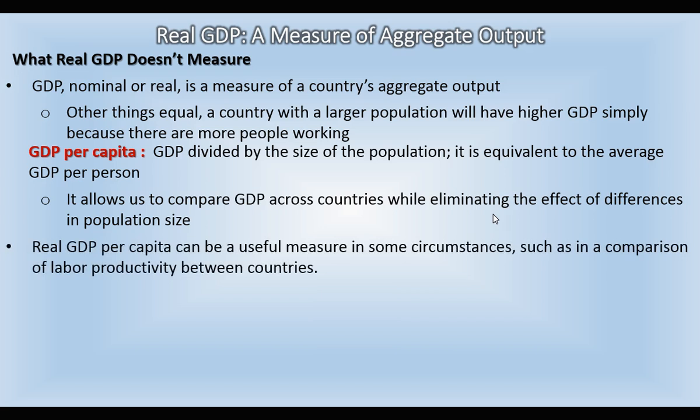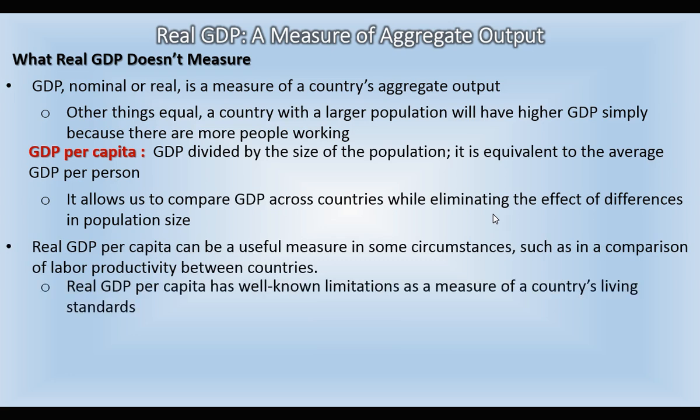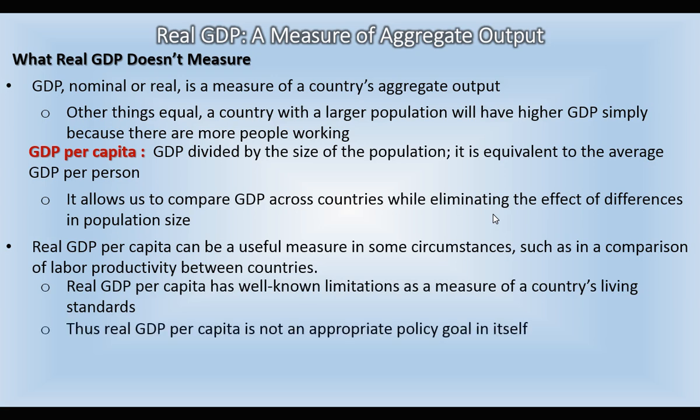So real GDP per capita can be a useful measure in some circumstances, such as in the comparison of labor productivity between countries. Real GDP has well-known limitations as a measure of a country's living standards. So real GDP per capita is not an appropriate policy goal in itself. So again, if you are just measuring the average amount of output per person in a country, you might have an elite class of folks that basically own all the productive capital in the economy and are reaping all the rewards of the revenues.